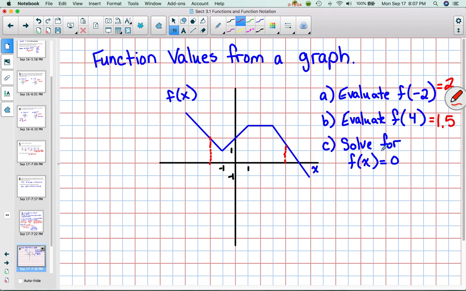And then this last one, notice this is different. It says solve for f of x equals 0. So now this 0, this is the output value. This is saying for what value of x is the output value, or that we can consider that the height of our function, equal to 0. So this time I'm looking for the height of 0, which is right here, and I want to know what x value makes that true. And so you can see that x equals 5. So that's how you deal with function values from a graph.